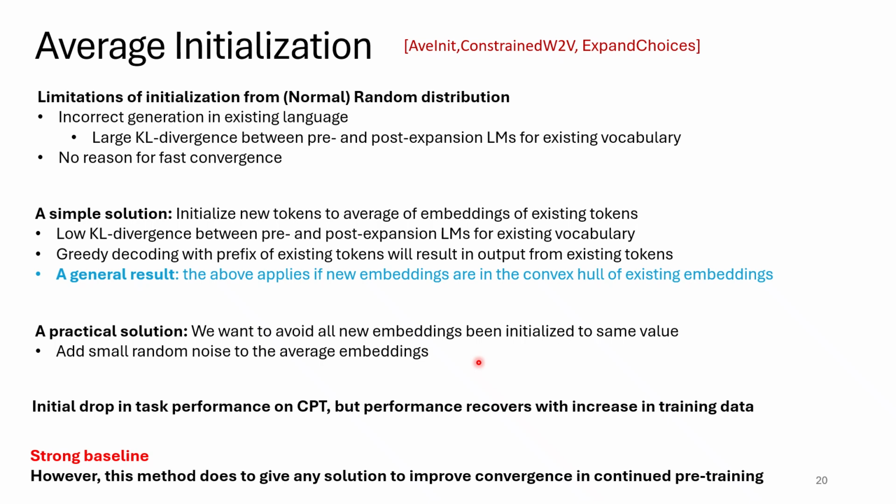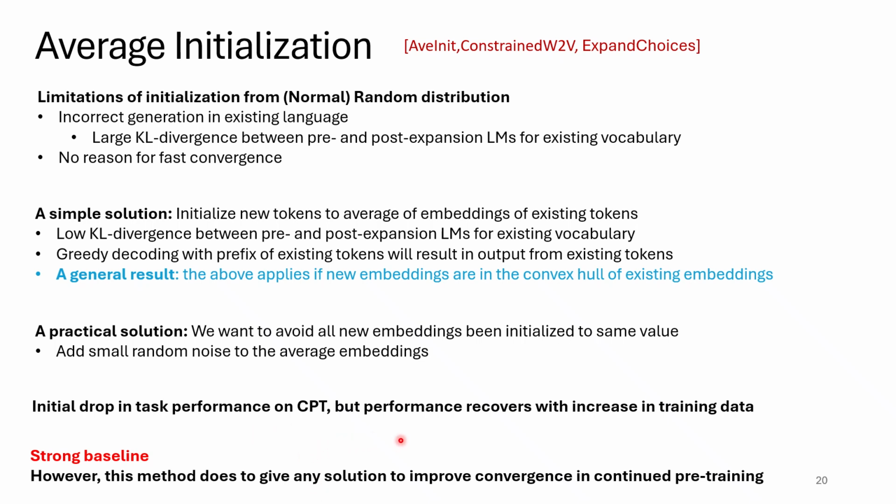Practically, this doesn't seem to affect much, although there is no guarantee now that these embeddings are in the convex hull of the existing embeddings, but a small random noise probably makes very little difference. So in practice, this works well. When you do this kind of average initialization, we do see an initial drop in task performance on doing continual pre-training compared to the original vocabulary.